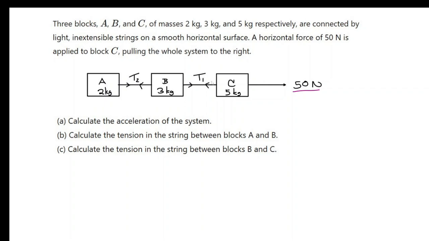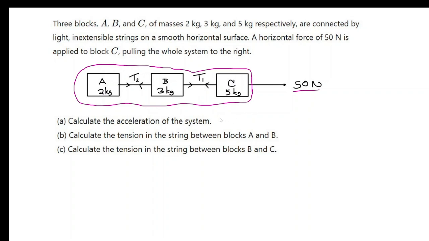Now, this question is actually very straightforward. All we need to do is write F equals ma to the whole system. Now I'm going to separate the whole system with this color. So you can see this is the whole system. Now I don't need to worry about T1 or T2 because they become what we call internal forces.